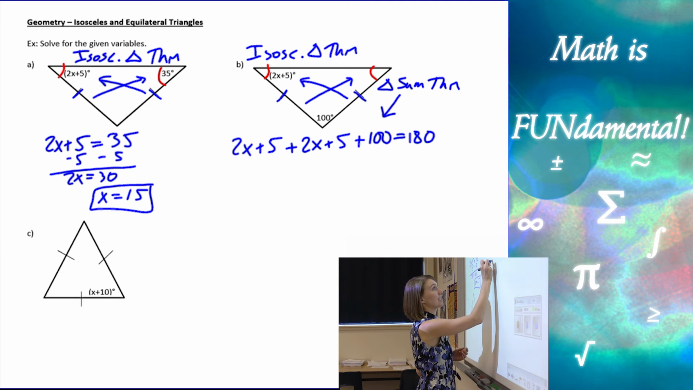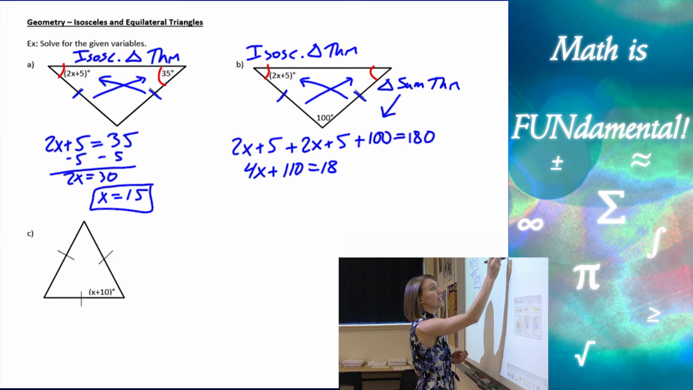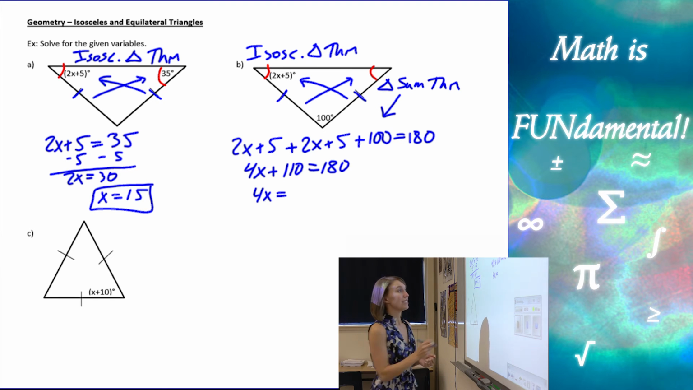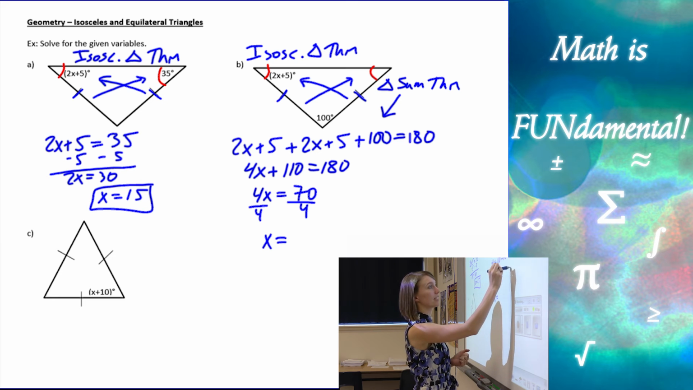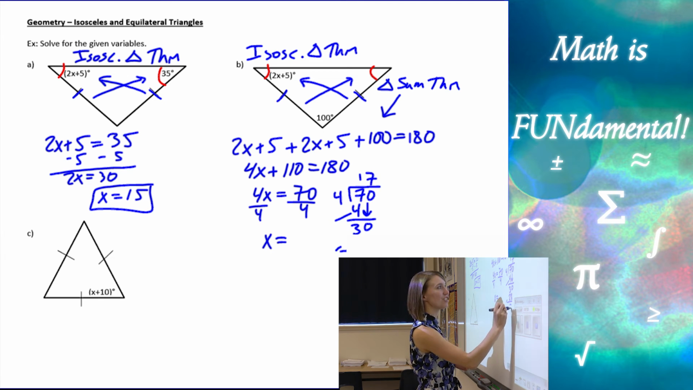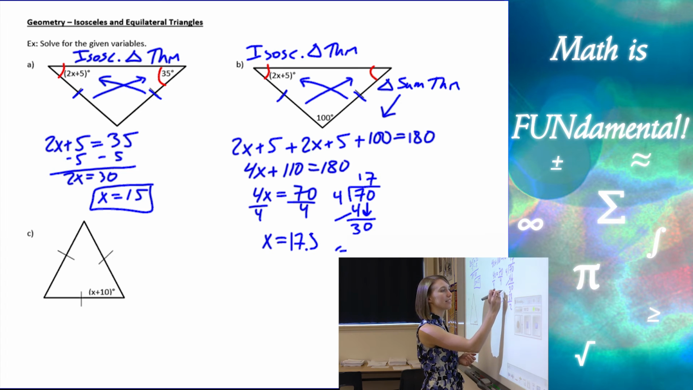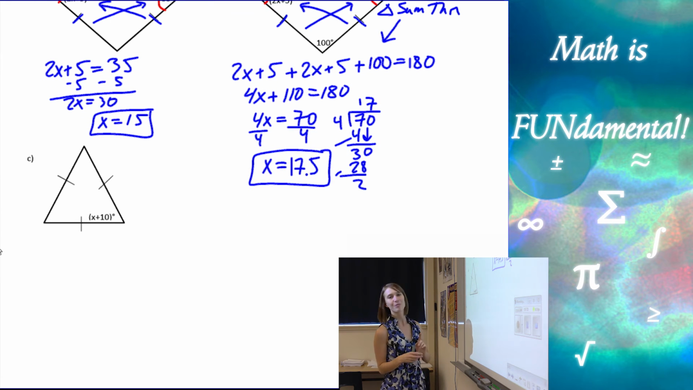So that's going to be 4x plus 110 equals 180. And then we've got 4x equals, subtract my 110, and I end up with 70 degrees. So divide by 4, and x is going to be, oh, it doesn't look like it's going to be a whole number, but that's okay. 7 divided by 4 is 1, 4 times 1 is 4, we have 30, 7, 28, and 2. So we end up with 17.5. And sometimes we have decimals, and that's just fine. It doesn't have to be a whole number in order to work out.